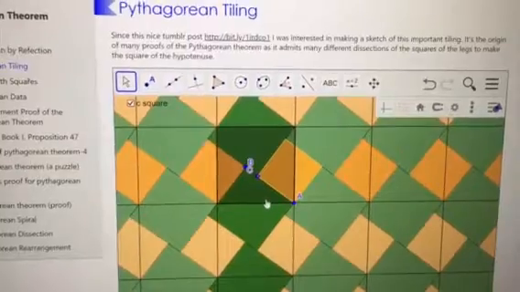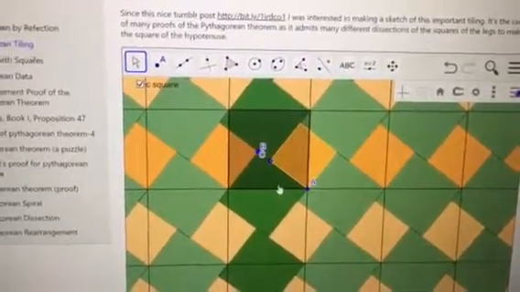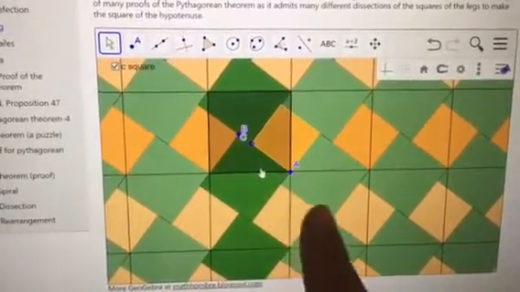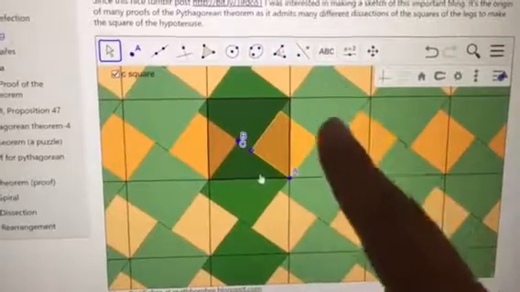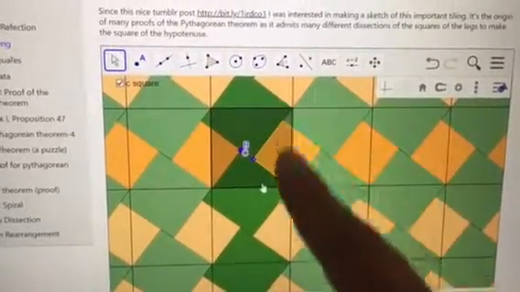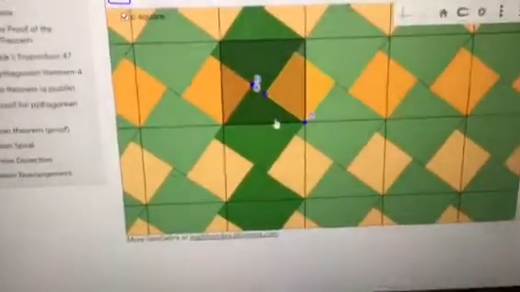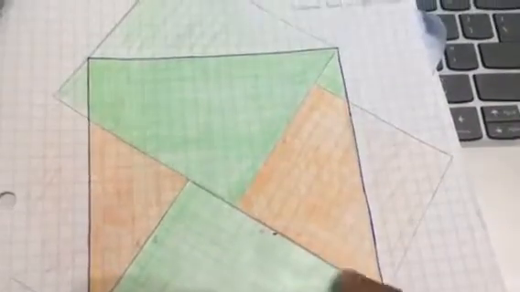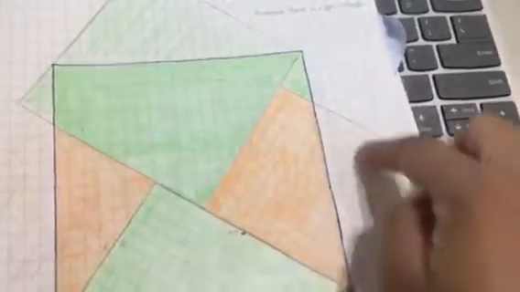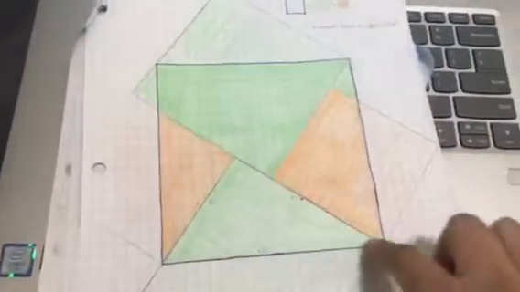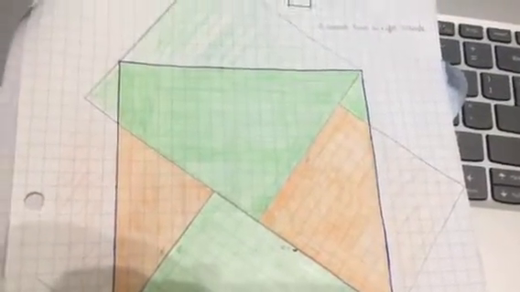So if you remember the squares, this square plus the green square should equal the biggest square. So this square, plus this square, will equal this square. So the 3 by 3 plus the 4 by 4 should equal the 5 by 5.